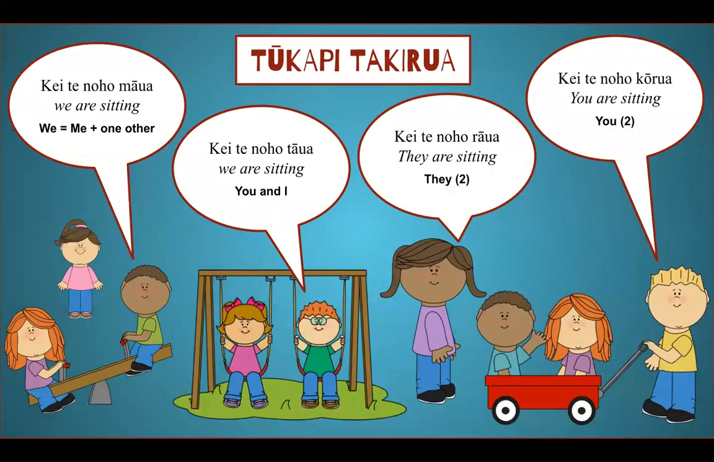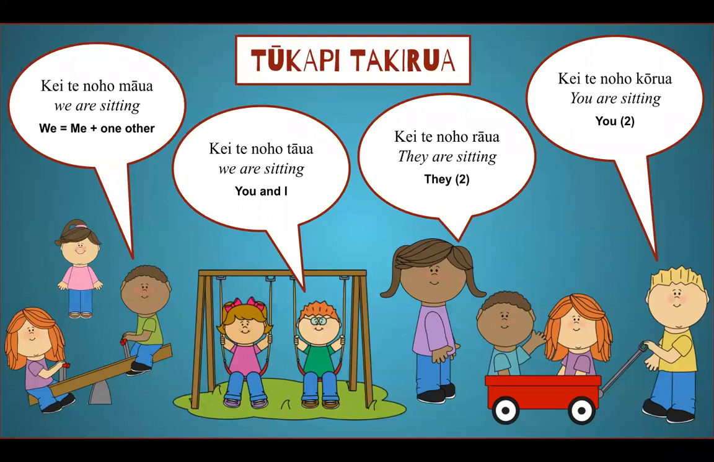The tūkapi tuarua are pronouns that refer to two people, animals, things, etc. For example, we two, you two, and those two. Maua and taua can also mean us when they're used in the sentence in a different way.